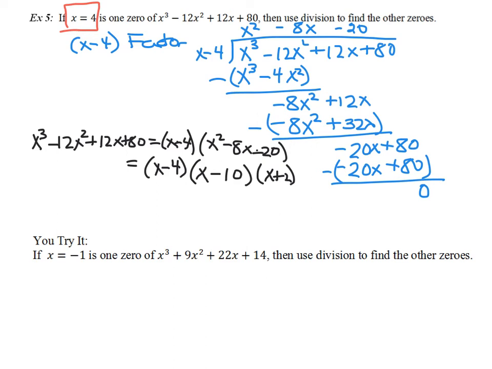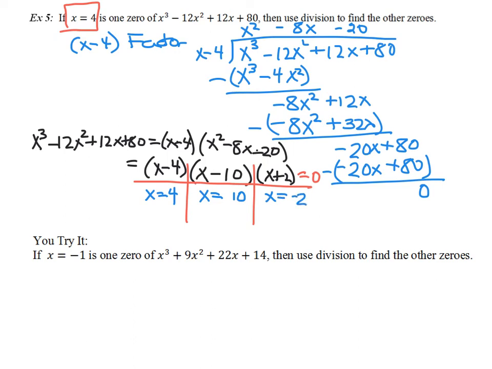If my trinomial was not factorable, I would have to use one of my other methods, like the quadratic formula or completing the square to find the other roots. Now, since I want to find the roots or the zeros, I set this equal to 0, and I go ahead and I make my T-bar. So I'm getting x equals 4. Well, that's good because that's what I was told from the beginning. x equals 10, and x equals negative 2.